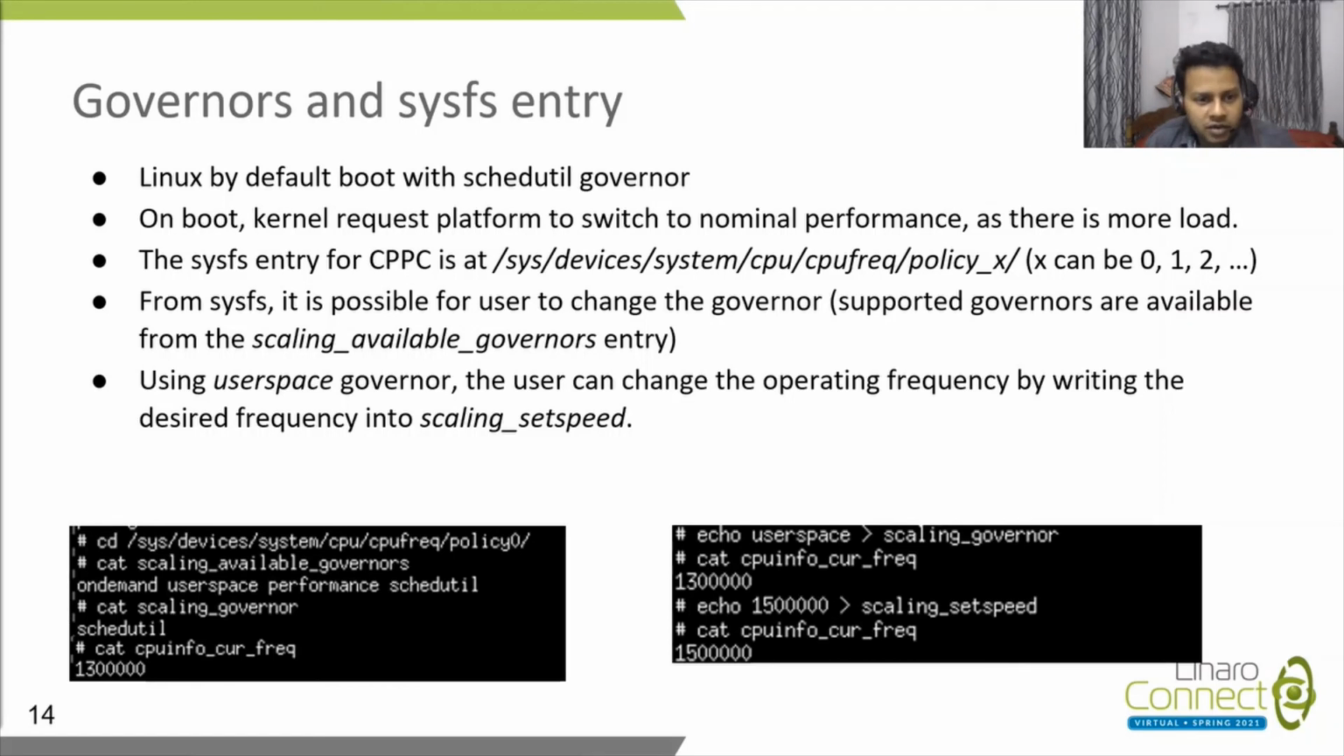Now on the configuring part, if it is required to configure the CPU frequency, write the userspace governor into the scaling governor, so that the scaling governor will be updated to the userspace governor instead of schedutil. And now read the CPU current frequency. Currently it is somewhere around 1.3 gigahertz. Now write the desired performance to scaling setspeed, and again read back the CPU current frequency, which will give whatever frequency is set to the scaling setspeed.